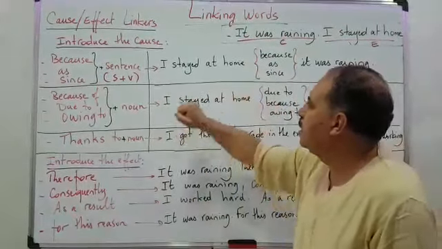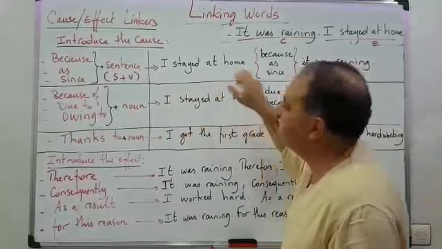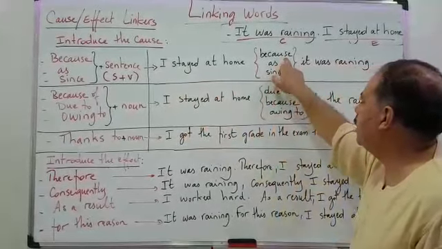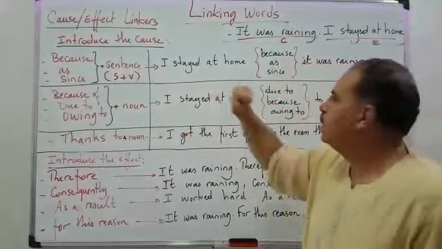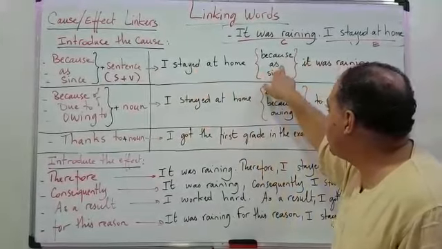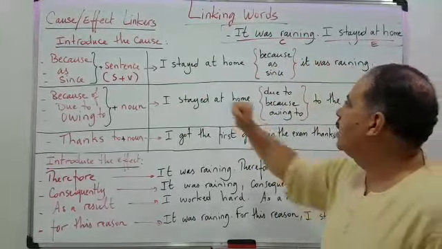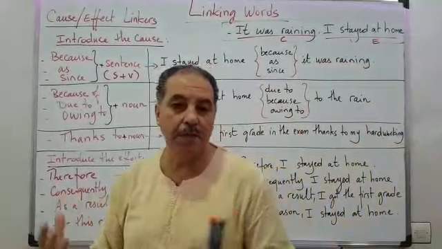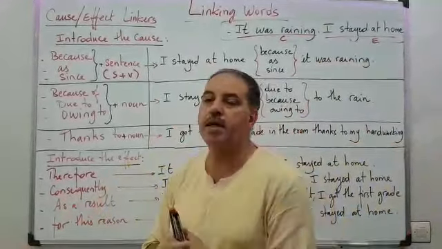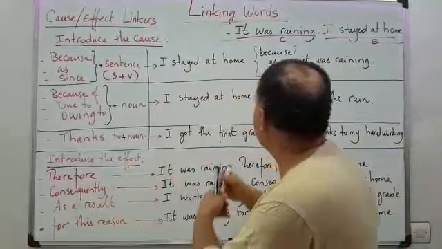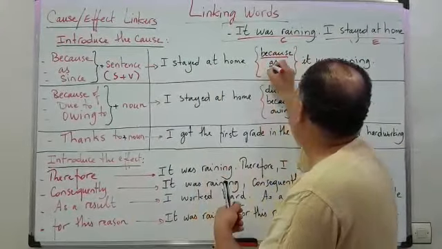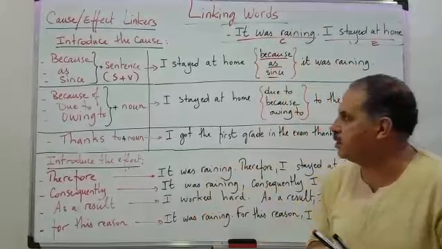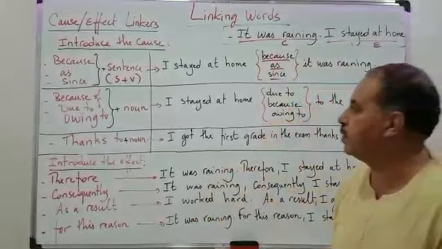So it becomes: I stayed at home because it was raining. I stayed at home as it was raining. And I stayed at home since it was raining. So the meaning of this is that because, it means because of this. So these are the first group of linkers which introduce the cause.